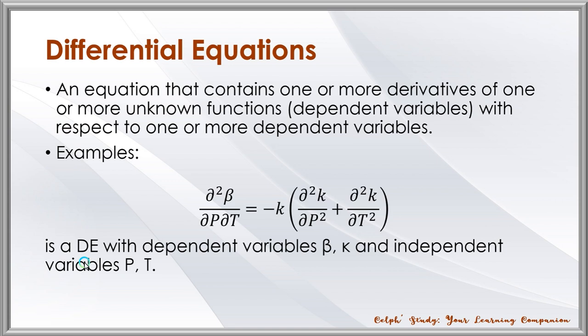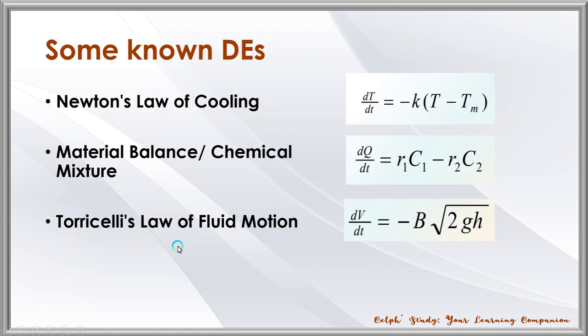Next, an equation that contains one or more derivatives of one or more unknown functions with respect to one or more independent variables is a differential equation. So, parehas ni. So, damo-damo na possible ng variables. We have this one. So, we have kung ano mga variables. Kung ano sa denominator, tanan nga sa denominator, so we have independent na siya. So, we have P, we have T. So, we have P and T as independent. Ang kanan sa numerator will be your dependent. Beta, K, so dependent variables.